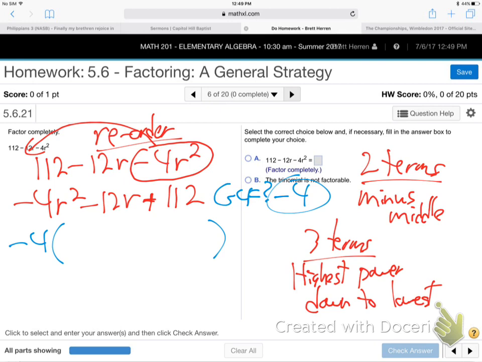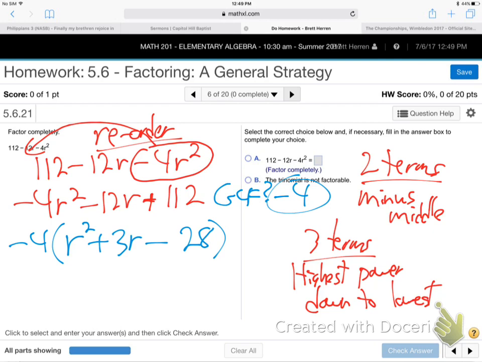So all the signs will change. It'll be r squared plus 3r minus something I don't know. 112 divided by 4, 28? 28. We get to there. See all those, see the GCF. So we reordered, highest power to lowest. Took out the -4, GCF, all the signs changed.